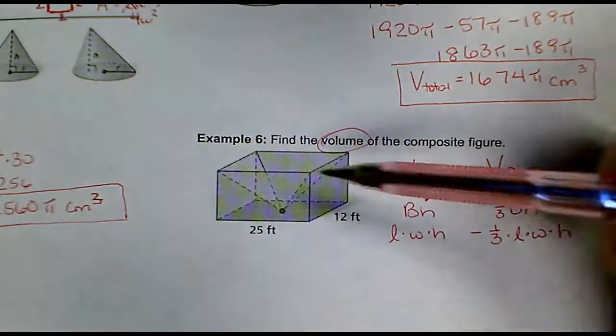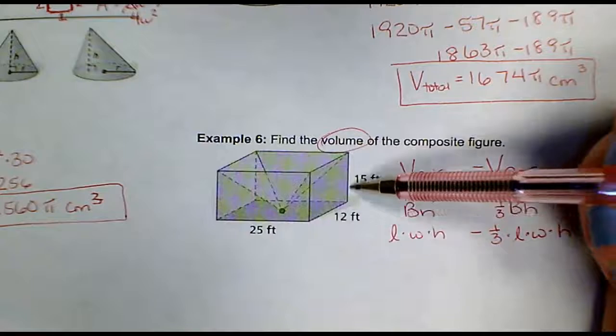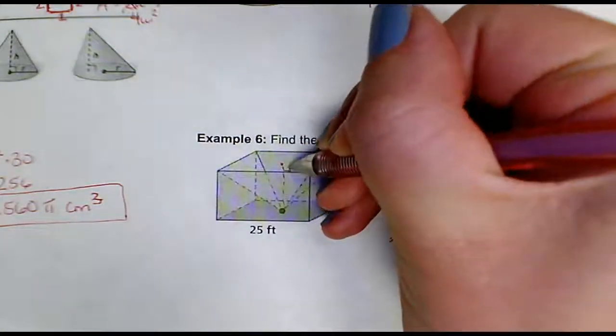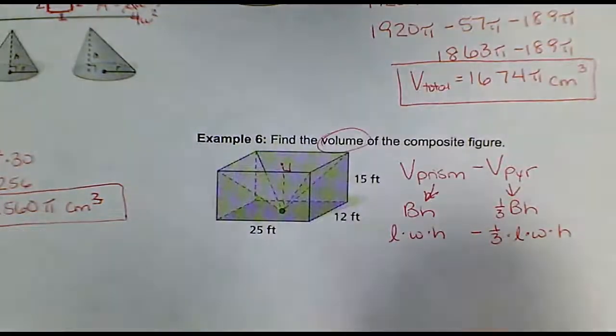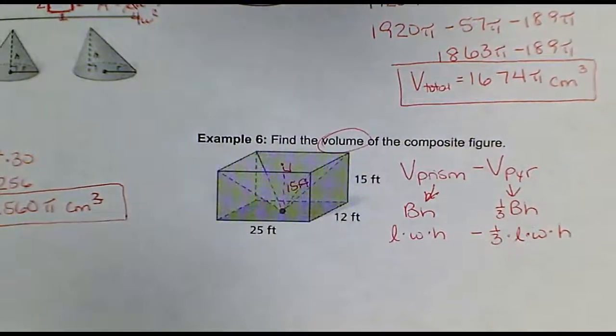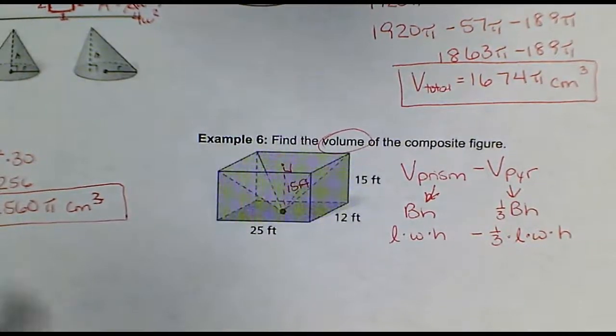And also notice that the height of the prism, which is 15 feet, is the same thing as the height of that pyramid, 15 feet. So the heights they share in common. So I would take all of the values, substitute them into your big formula, and you would find the volume of your composite figure.